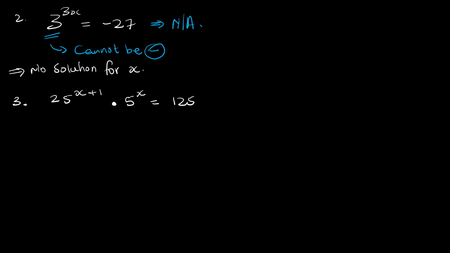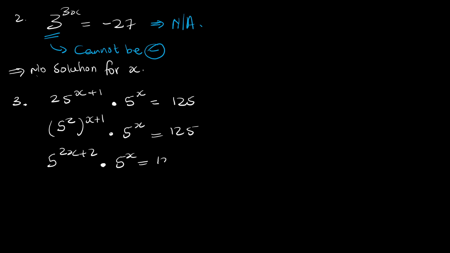We already have one term on each side. So let's change the 25 to prime factors. The 25, we know it's 5 squared, so this will be 5 squared, everything to the power x plus 1, multiplied by 5 to the power x, equals 125. Now you can multiply out the bracket by the exponents. This will give us 5 to the power 2x plus 2 multiplied by 5 to the x, which equals 125.